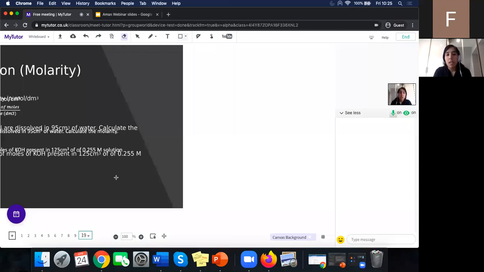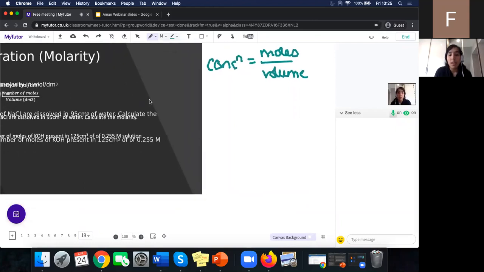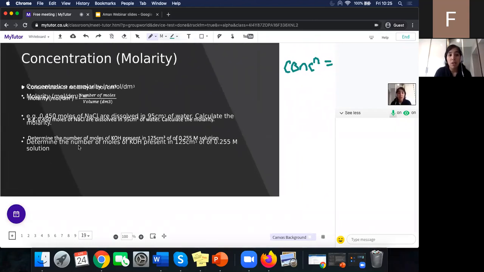So concentration equals the moles divided by the volume. So it's exactly the same equation that we used last time, but instead of mass, we use moles. So to do these questions, again, exactly the same. So let's have a look at this question here.